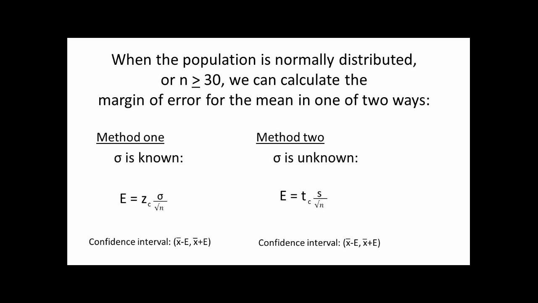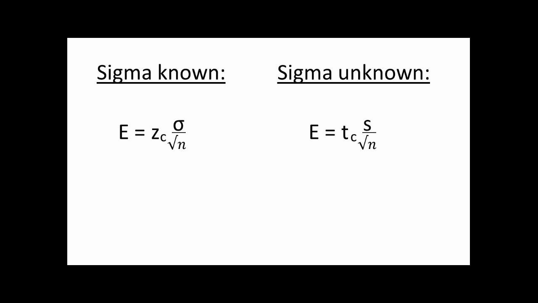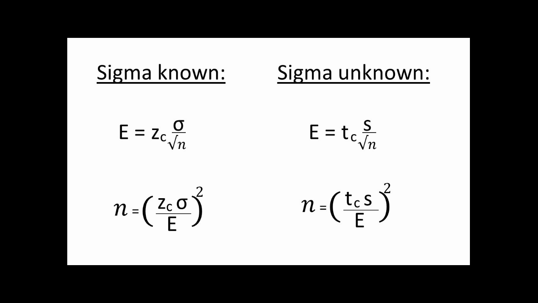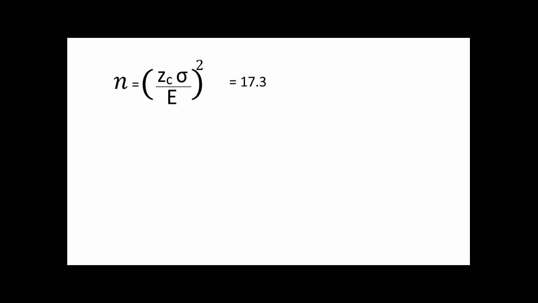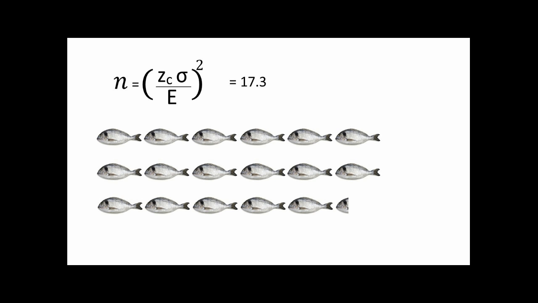We can also rewrite the formula for margin of error and solve for n. That is, for a given margin of error, sigma and zc, or margin of error, s and tc, what is the smallest sample size needed? In these types of problems, always round up. For example, 17.3 fish becomes 18, because you can't have 0.3 of a fish, and rounding down to 17 means not quite reaching the level of confidence given.